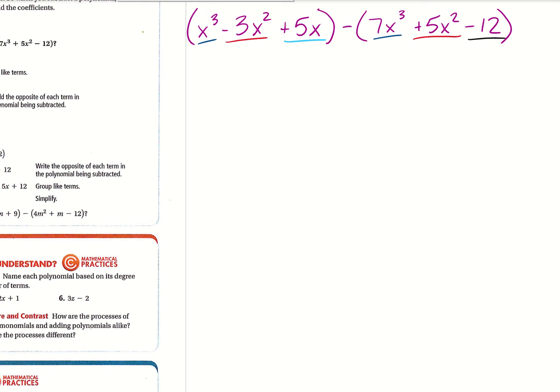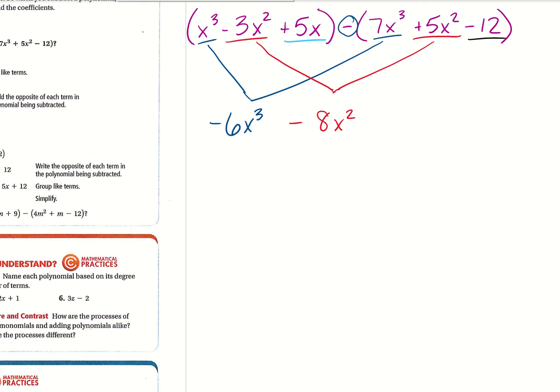All right, so now that I've done that, I'm just going to go ahead and combine all of those. So I've got x to the third minus, okay, don't forget this subtraction sign, that's very important, minus 7x to the third. All right, so that's going to give us negative 6x to the third there. Okay, next I'm going to look at these two, and again, that is minus our 5x squared. So we have negative 3x squared minus 5x squared. That should give us negative 8x squared.